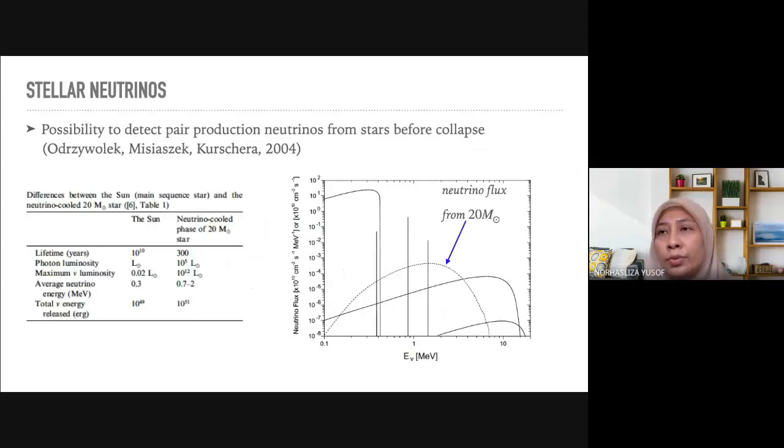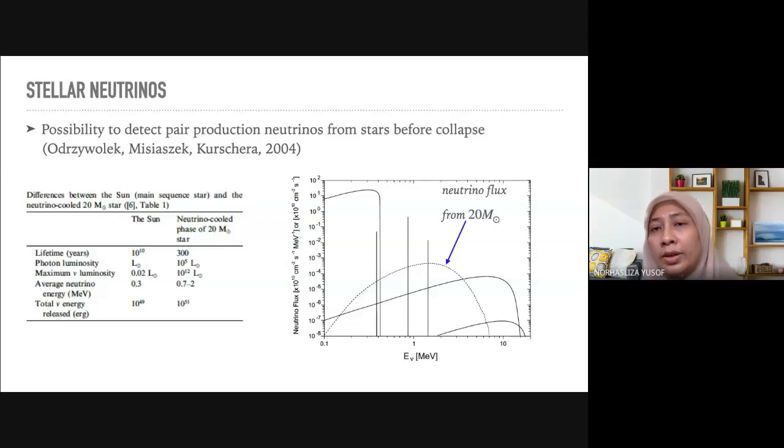And after quite a long gap in the study of the neutrino, back in 2004, Rizolek and his colleague proposed the possibility of detecting the pair production neutrinos from the star before collapse. Why? Like I mentioned before, the study of neutrinos is mostly focused on the sun, due to the observation of the solar neutrino problem. So people started to ask: what happens if you have a star that is far larger? There must be a lot of neutrinos. If the sun itself can produce quite highly energetic neutrinos, how about a more massive sun? It is possible that we have more neutrinos, without us knowing, produced every second.